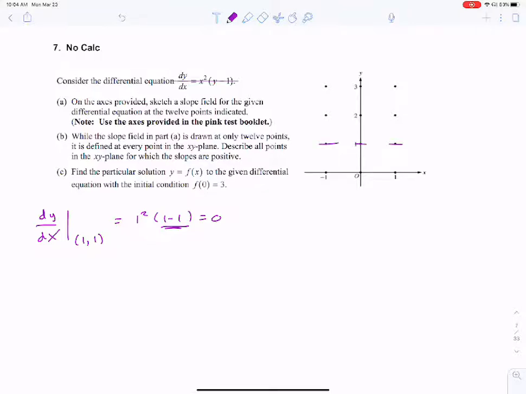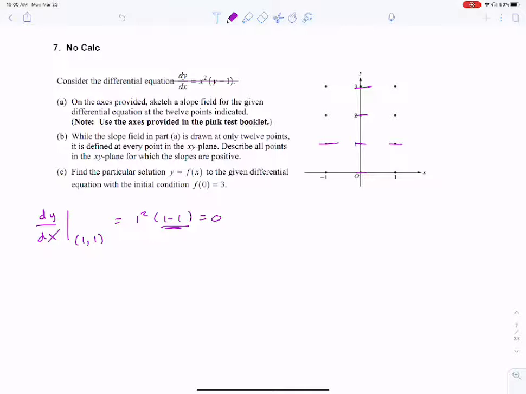And not only that, anytime x is 0, everything else is 0. So in other words, when x is 0, it's going to look like that. So I've got to just kind of go through and do that. Let's see what else we have here.